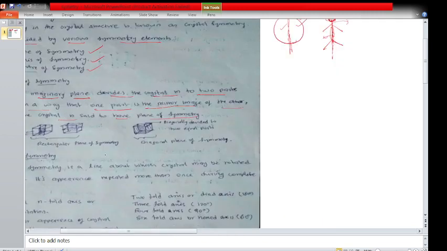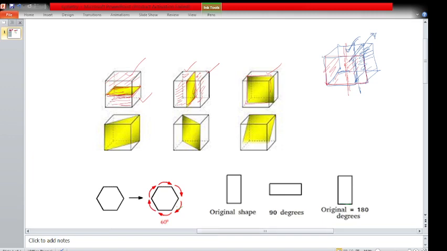And as we discussed, we have a rectangular plane of symmetry as well as a diagonal plane of symmetry. You can see this is the rectangular plane of symmetry. After that symmetry operation, if you consider an imaginary plane, you will get rectangles on both sides, rectangular symmetry.